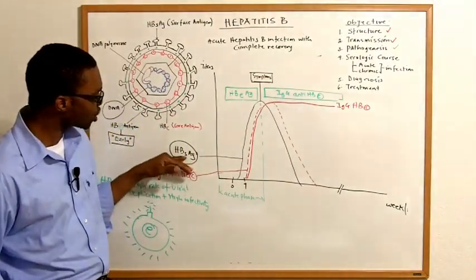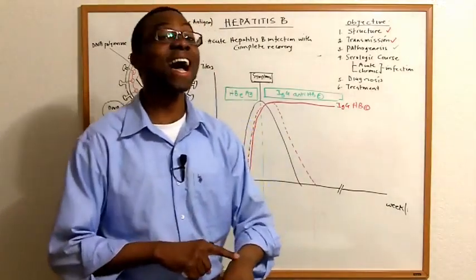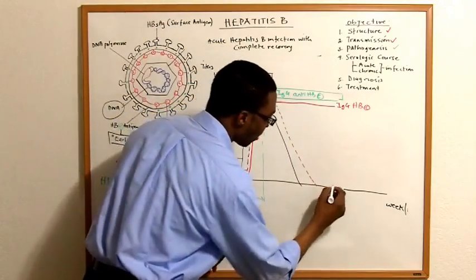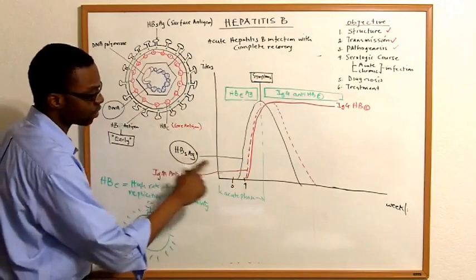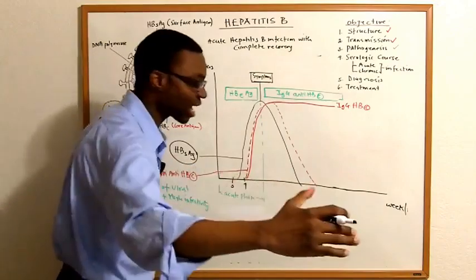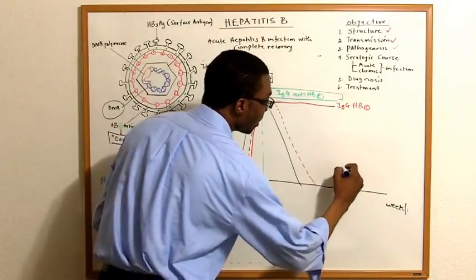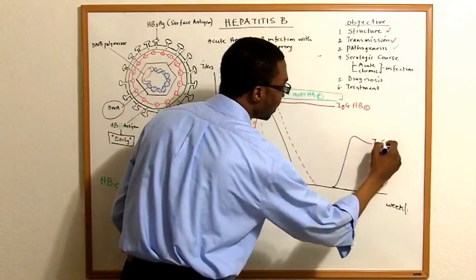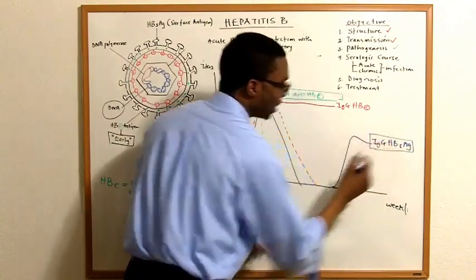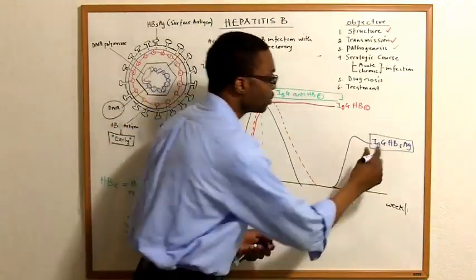Now, what about the surface antigen? The body still needs to make an antibody, but it takes time. So once we clear, see how the hepatitis B surface antigen goes up and it gets cleared out of our system. As we are getting clearance out of the system, the body starts to make IgG against the hepatitis B surface antigen. This is what you want to become immune to the virus. You need this to become immune to the virus.